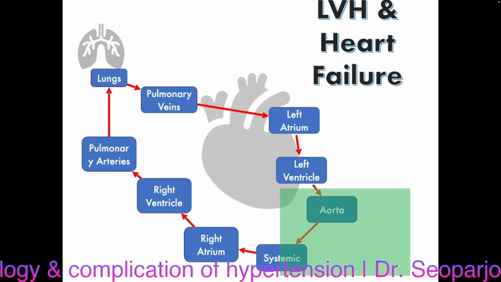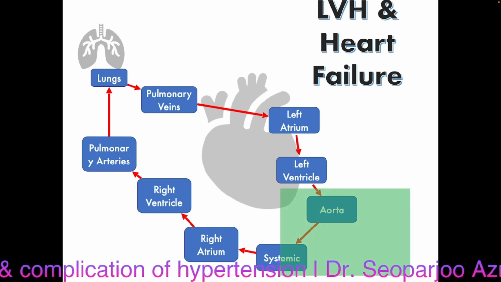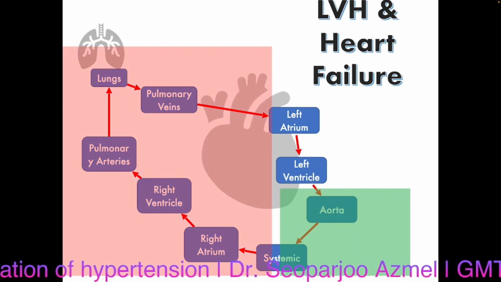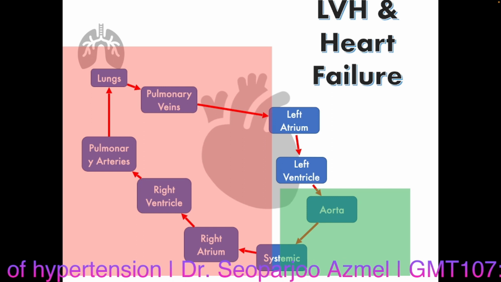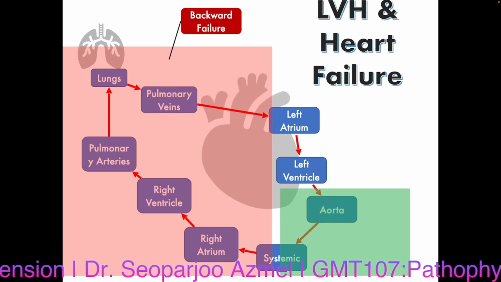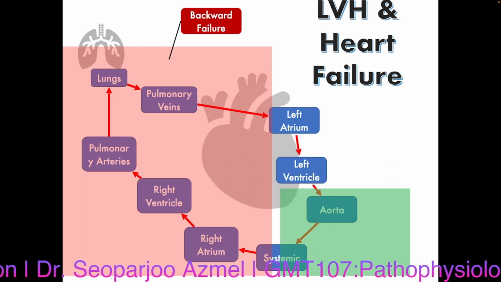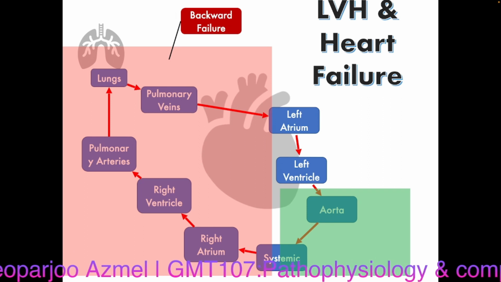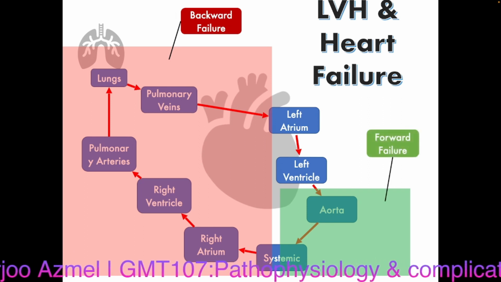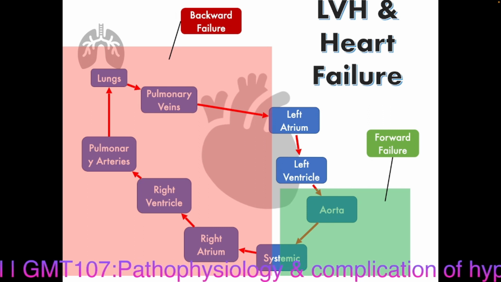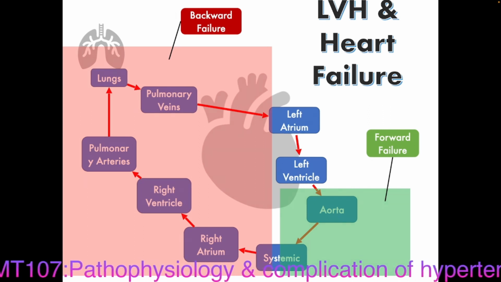So in left ventricular hypertrophy and heart failure, I usually classify the heart failure into two types: the backward failure, which occurs in the red box here, and the forward failure, which affects the structures in the green box on the right side.